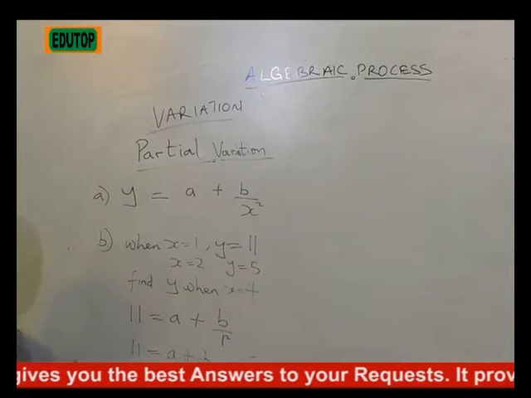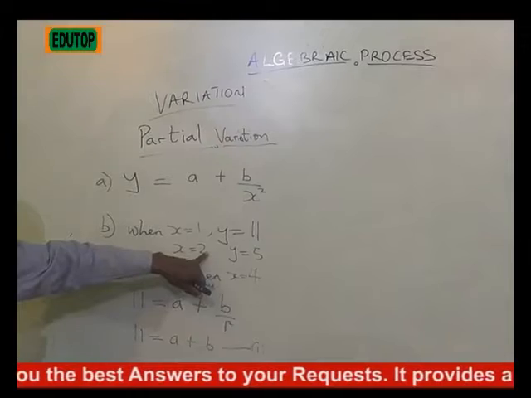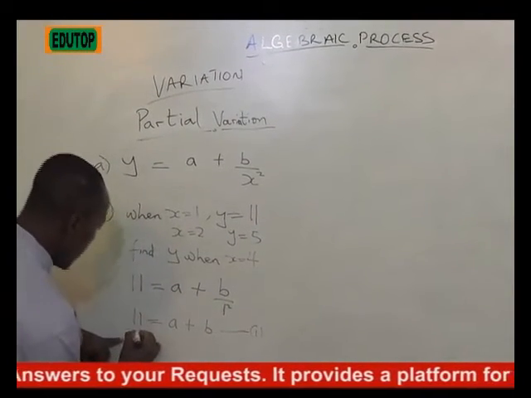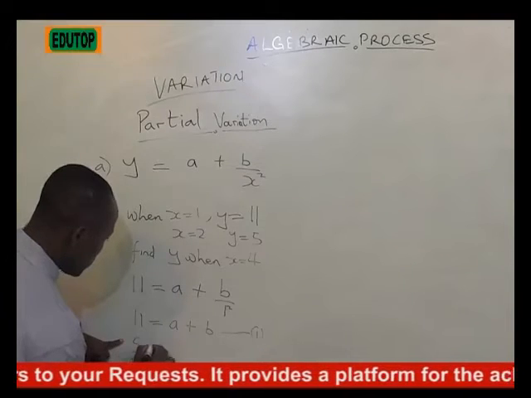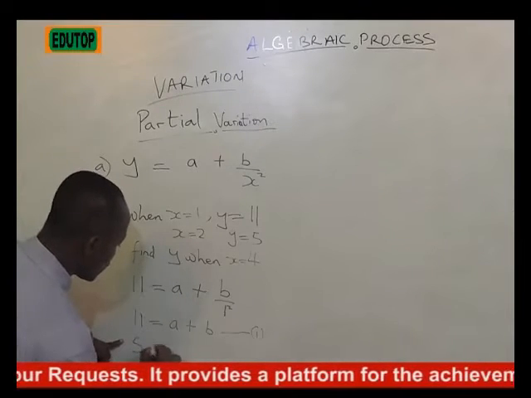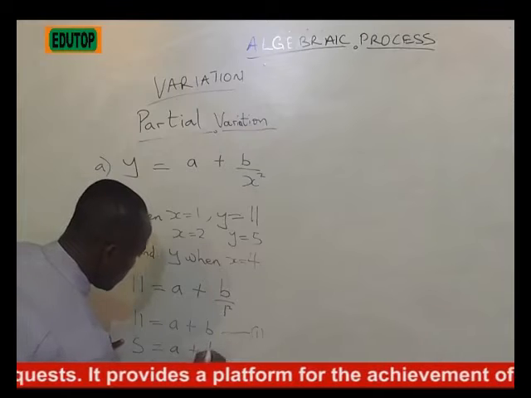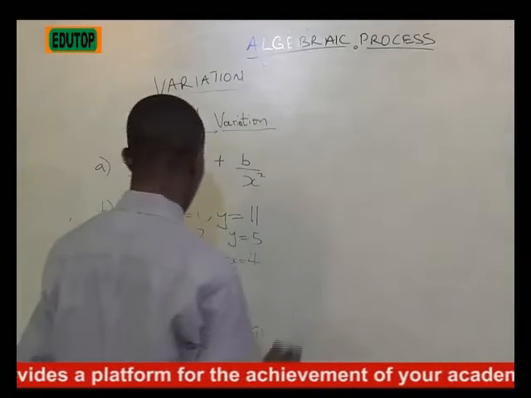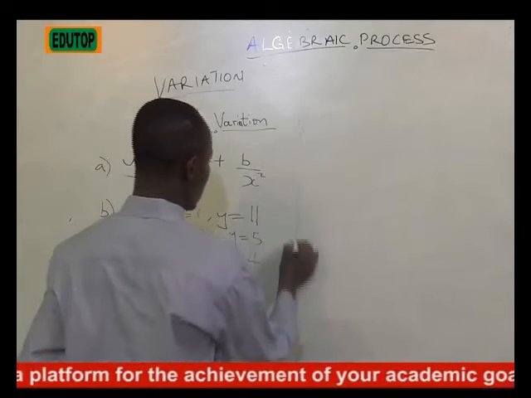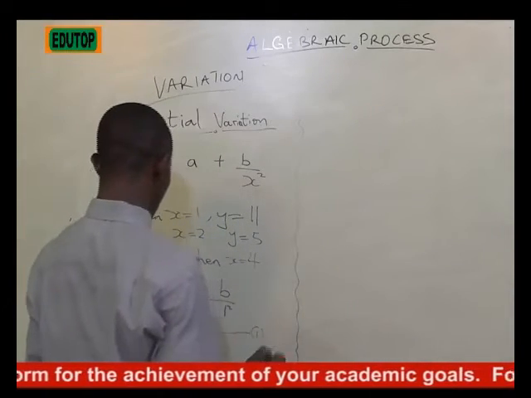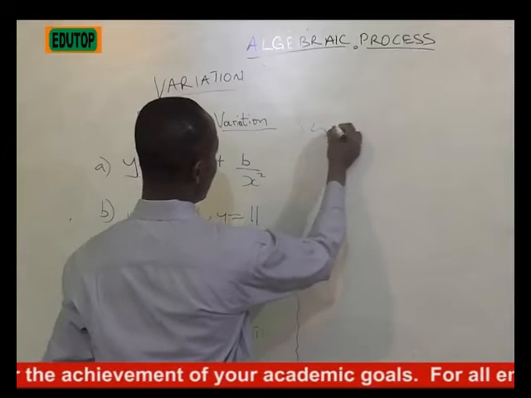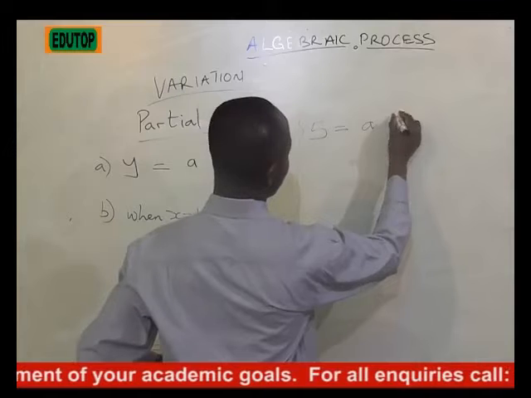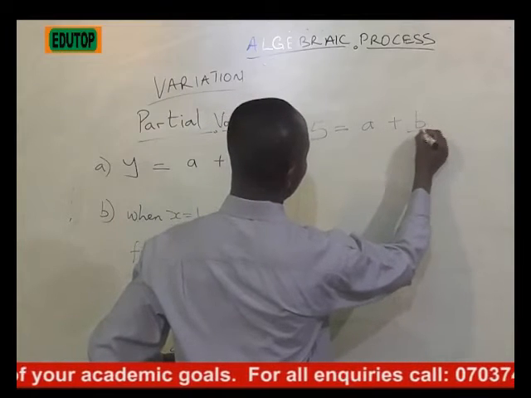Now, we consider this set of values. They said y is equal to 5 when x is equal to 2. That's a plus b all over 2 squared. From here, we're going to have something like this. 5 is equal to what? a plus b all over 4.